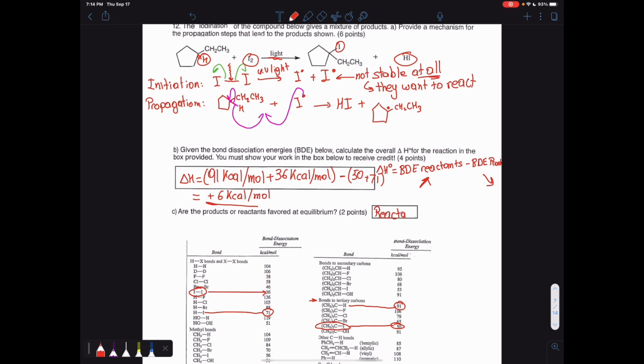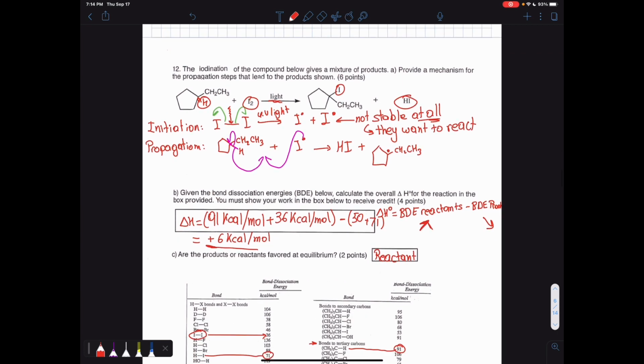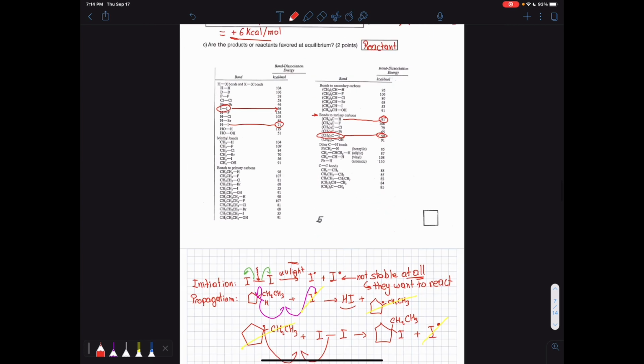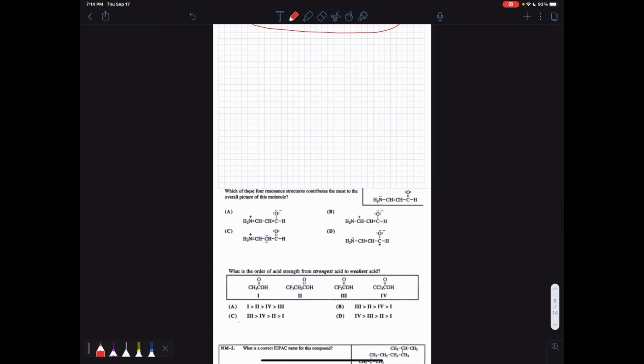Reactants. So you don't have to remember what delta H positive means and what delta H negative means. Just remember, if it's positive, this means that the reactants are more favored. So this tells us that there are more reactants in the solution than products. Alright, so now let's move on to the multiple choice that I gathered from the ACS booklet.